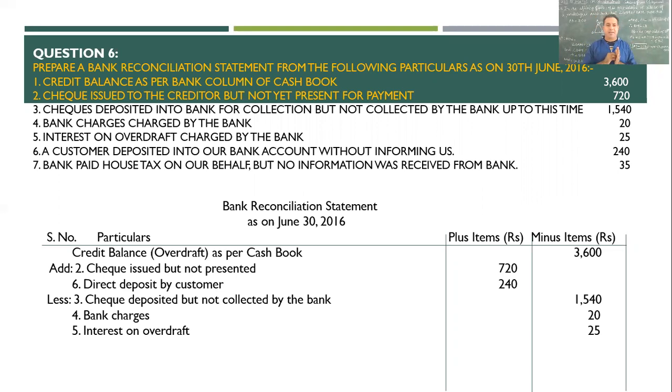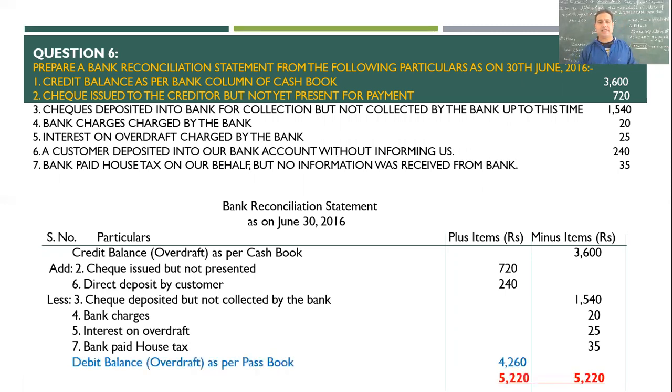So when the bank paid house tax, the balance of the bank is deducted, so we will also deduct it, it goes to minus. At the end, we make the total of both sides and check the balance. Here you can easily say that the minus side is higher, so the balance will go to the plus side, debit balance, overdraft balance as per passbook. Total of both sides is 5220.